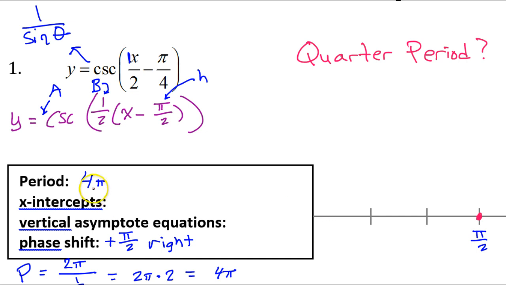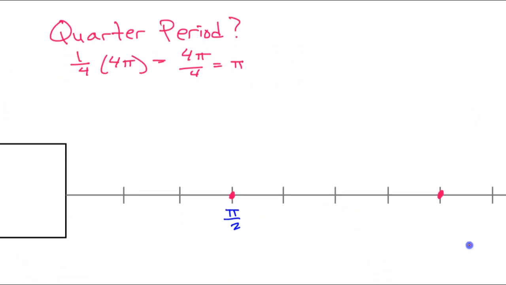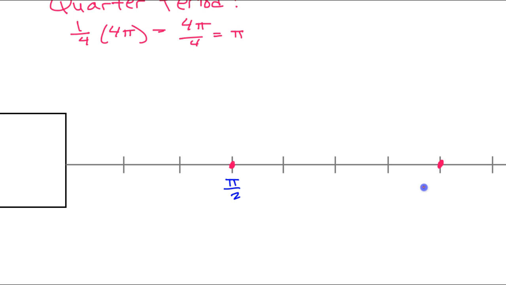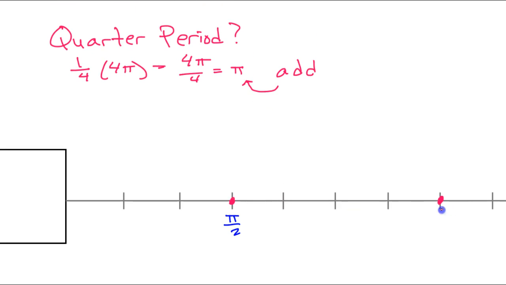Well, let's see. The period is 4 pi, so a quarter period will be 1/4 of 4 pi. In other words, 4 pi divided by 4, which is just pi. So pi is a quarter period. So I should be able to get these other values by adding this over and over again, because that's a quarter period, and these marks are a quarter of a period. So I should be able to just add pi.